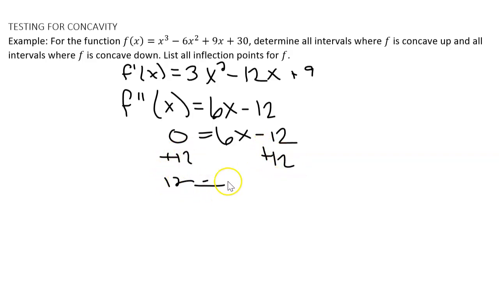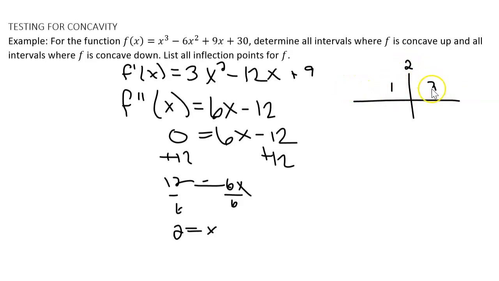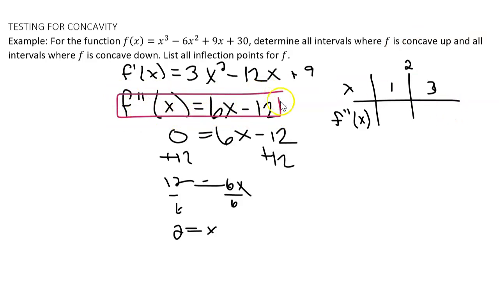Add 12, 12 equals 6x, divide by 6, and 2 equals x. So 2 is where the function changes concavity. And we can use a sign chart like we did in the last video, using maybe 1 and 3 or even 0 and 3. So at 1, if we plug in 1 to our second derivative, and I'm going to go ahead and highlight it in this fuchsia color, you're going to get a negative 6, which is a negative value, and that tells you that the function is concave down.